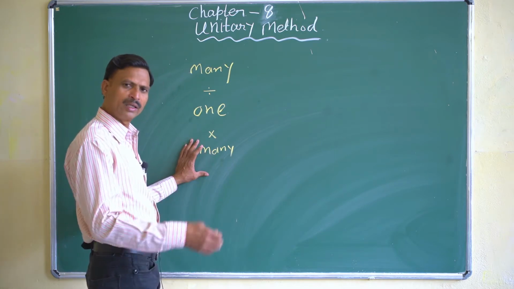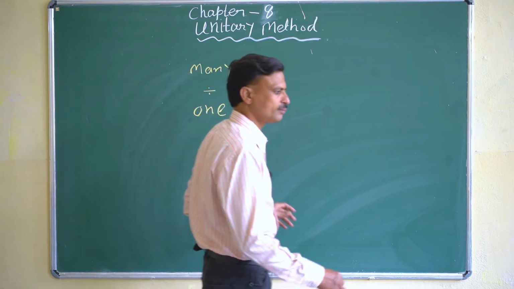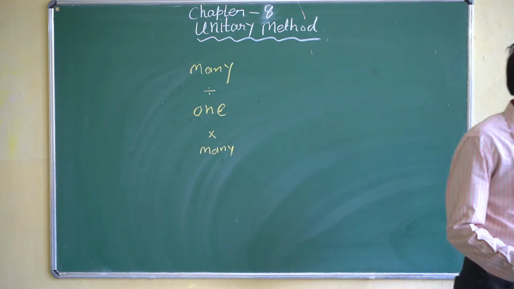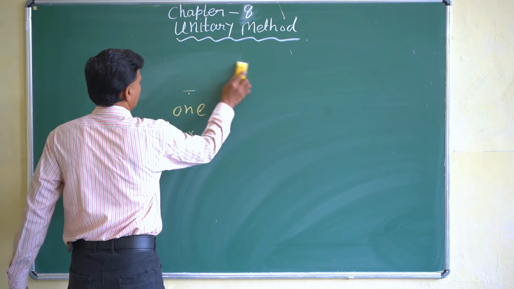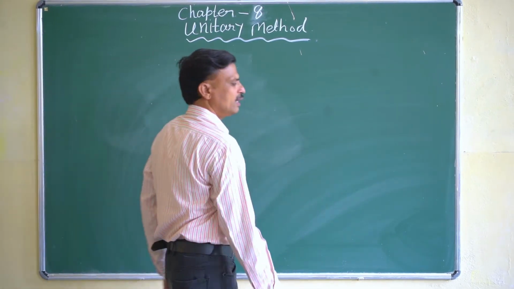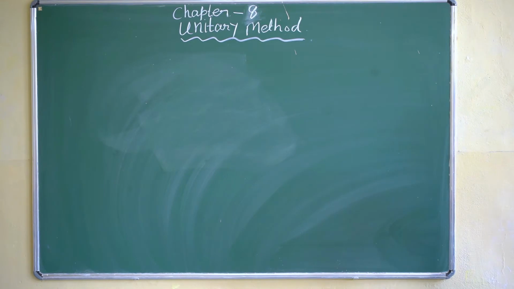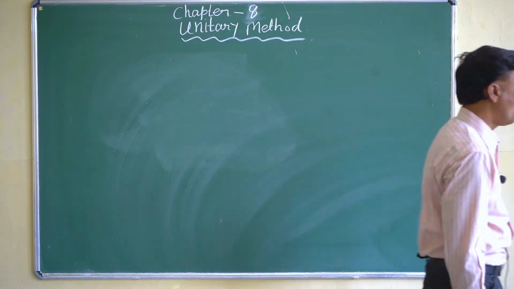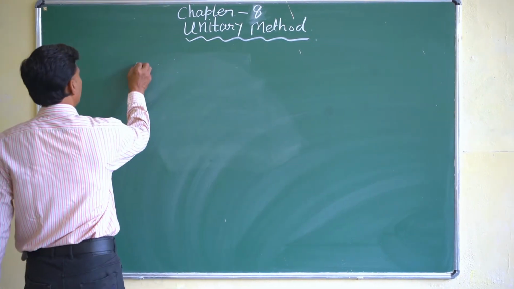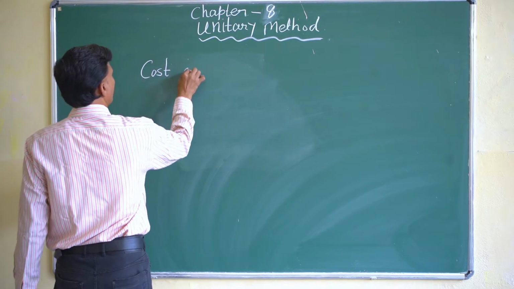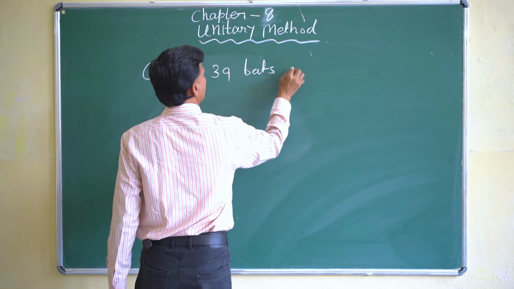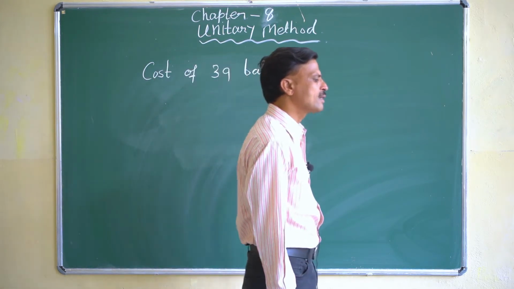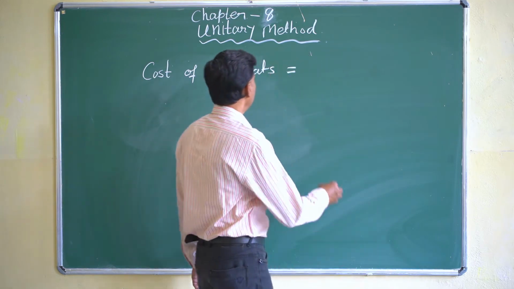Okay, we are taking the questions from the exercise. The first question is, if 39 bats cost rupees 390, find the value of 1 bat. So the cost of 39 bats, how much is it given? It is given rupees 390.